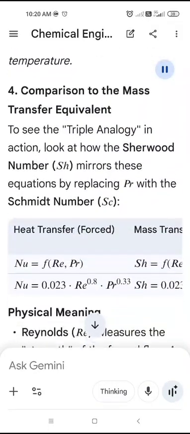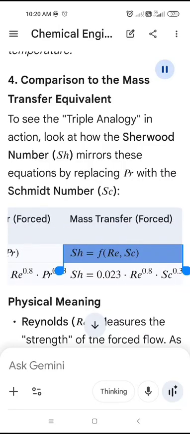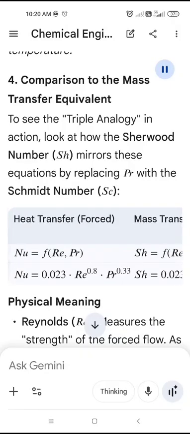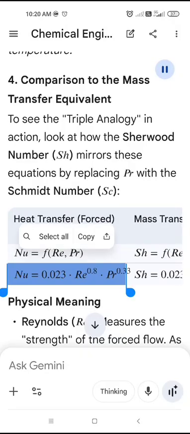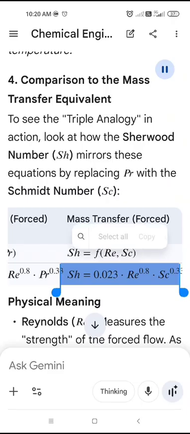4. Comparison to the mass transfer equivalent. To see the triple analogy in action, look at how the Sherwood number, Sh, mirrors these equations by replacing Pr with the Schmidt number, Sc. Heat transfer, forced: Nu = f(Re, Pr). Mass transfer, forced: Sh = f(Re, Sc). Nu = 0.023 Re^0.8 Pr^0.33. Sh = 0.023 Re^0.8 Sc^0.33.